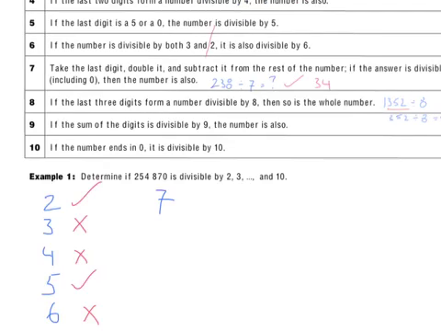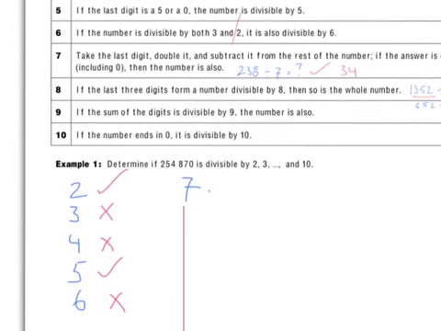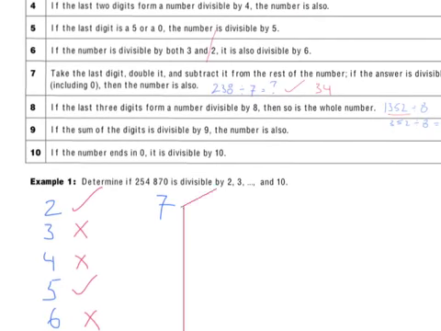So let's move on to 7. Well, the rule for 7 is, again, you have to take the last digit and double it and subtract it from the rest of the numbers. Unfortunately, this doesn't really help us here because we're still left with the large number. The last digit here is 0. If I double 0, I still have 0. And if I subtract that number from the rest of the digits, I get 25,487, and I have to do that on my calculator to check if it's divisible by 7. If you do that on your calculator, it indeed will be divisible by 7. So 7 works.